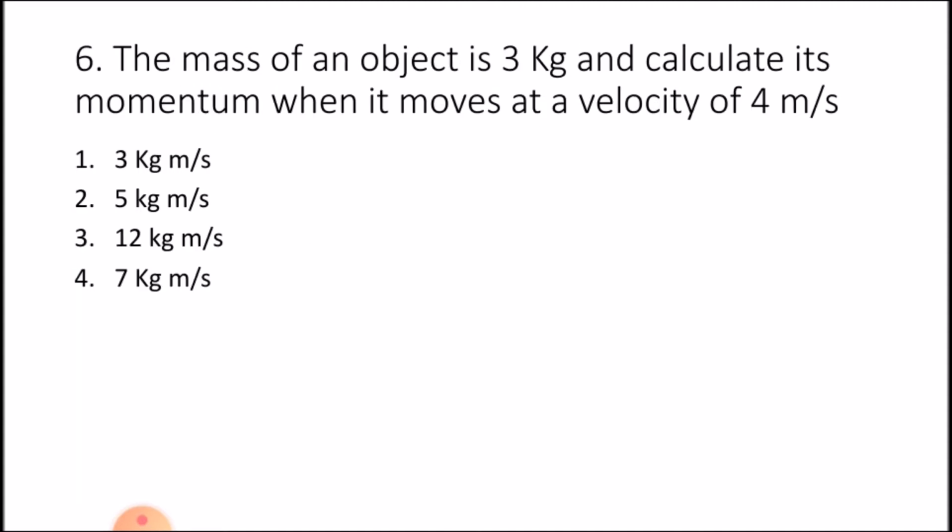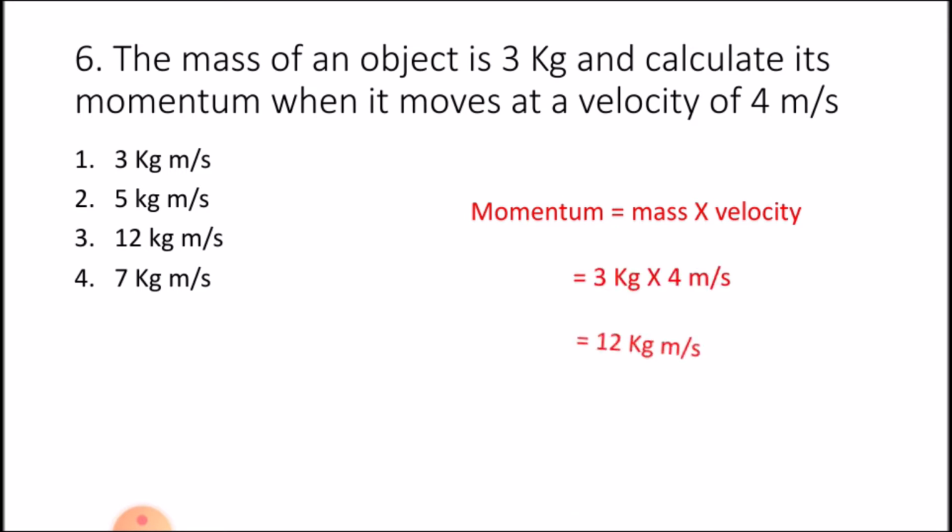Question number 6. This is a really simple question. It is related to momentum. The mass of an object is 3 kilograms, and calculate its momentum when it moves at a velocity of 4 meters per second. Okay. We can calculate momentum using this equation. Momentum equals mass into velocity. The mass is 3 kilograms, velocity is 4 meters per second. Then the product of 3 and 4 is 12. Therefore, the momentum is 12 kilogram meters per second.